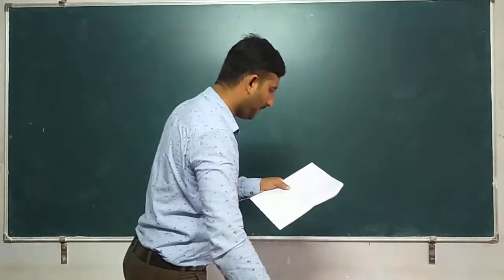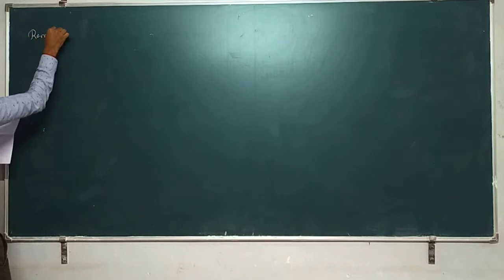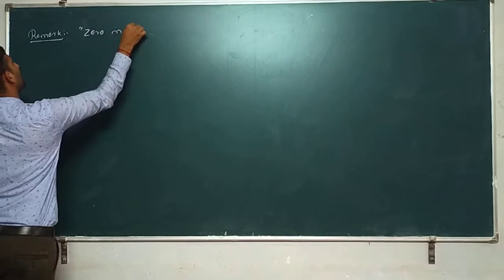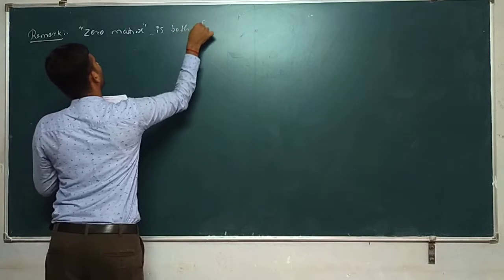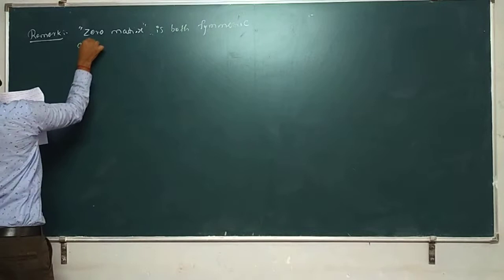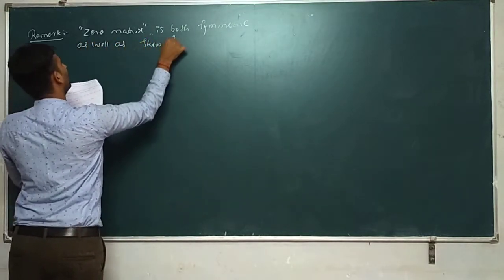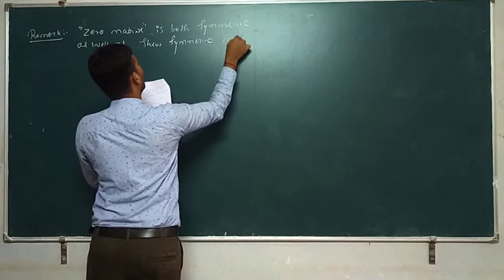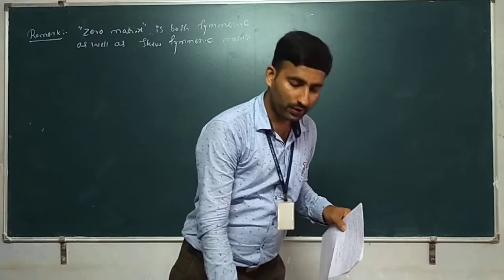I want to write one remark that zero matrix is both symmetric as well as skew symmetric matrix. Zero matrix is both symmetric as well as skew symmetric matrix.